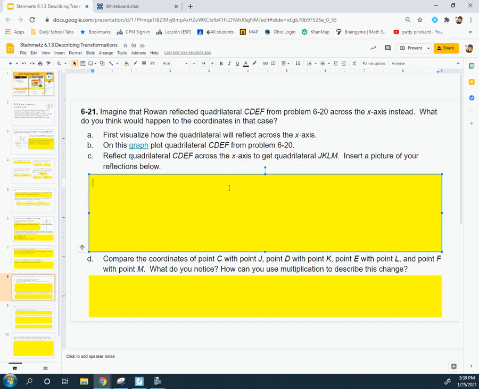All right, so imagine that Rowan reflected quadrilateral CDEF from problem 620 across the x-axis instead. What do you think would happen to the coordinates in that case?